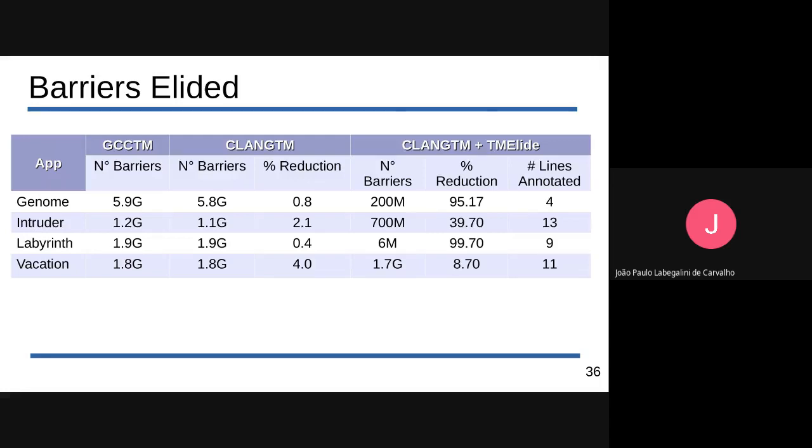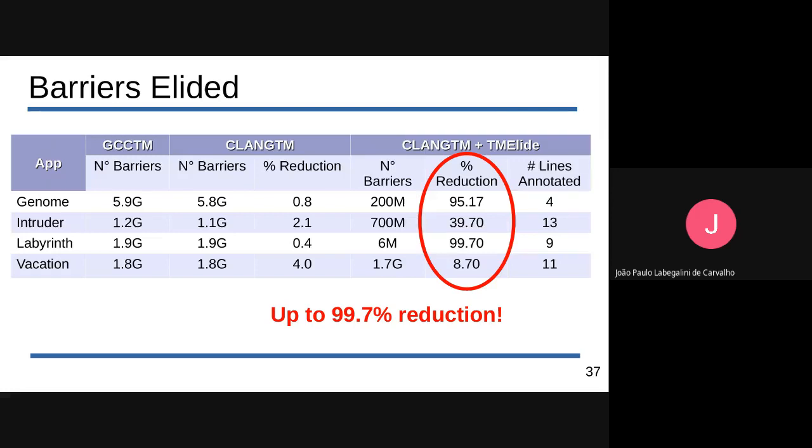In this table, we show how easy and how effective transactional memory elision can be. In the column Clang TM plus tm_elide, we see that up to 99.7% of the barriers can be eliminated by just annotating a few lines of code. This shows that the programmer doesn't need to spend a lot of time finding barriers to elide because they can rely on our profiling tool. And by just annotating a couple of source code lines, you can significantly reduce the amount of transactional memory barriers that are not necessary.